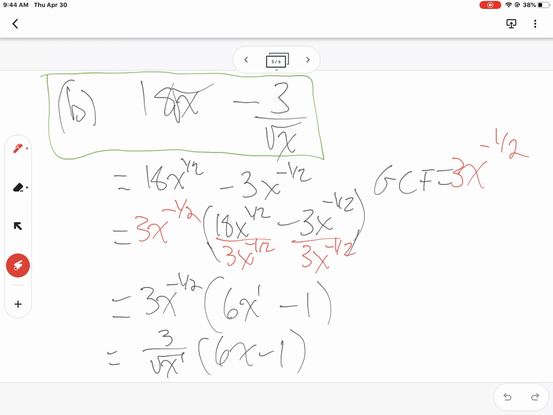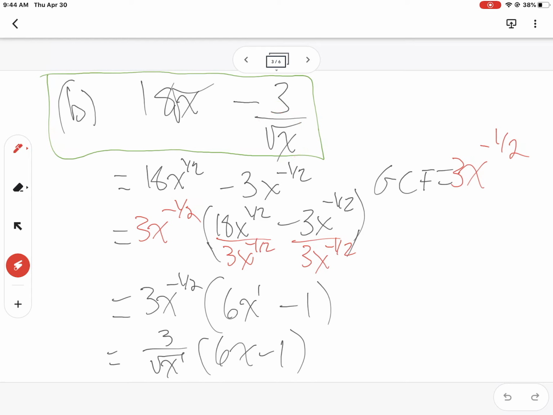So here's another one. I'm going to factor this: 18 root x minus 3 divided by root x. First thing I want to do with any question like that is represent it with rational exponents, fractional exponents. So this is 18x to the 1/2, and then divide by root x.